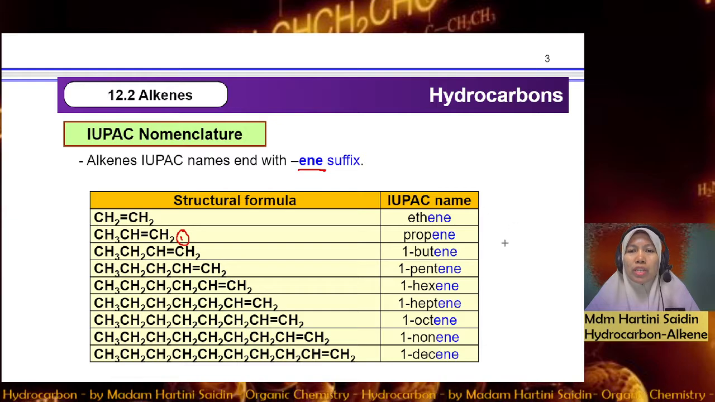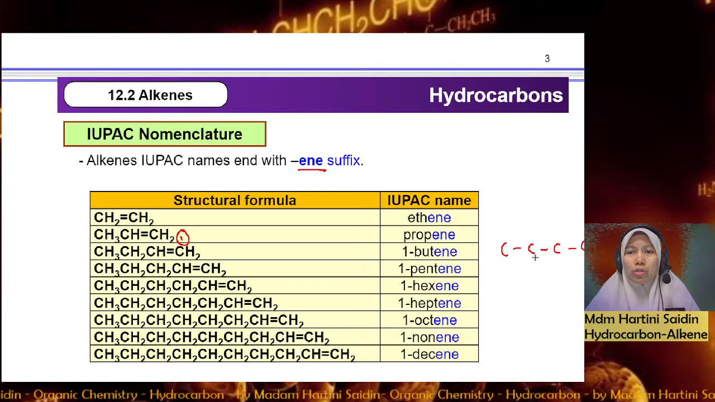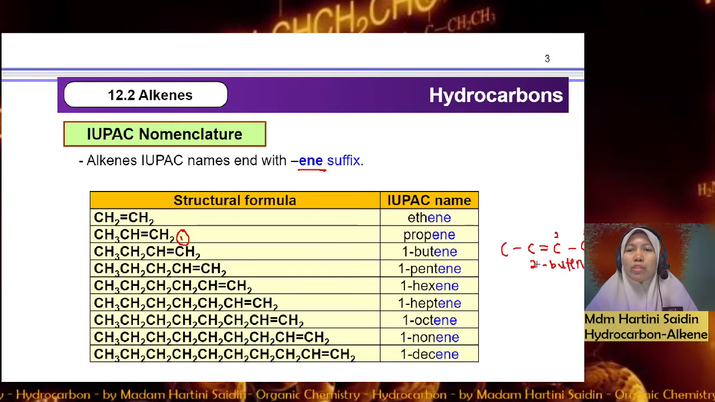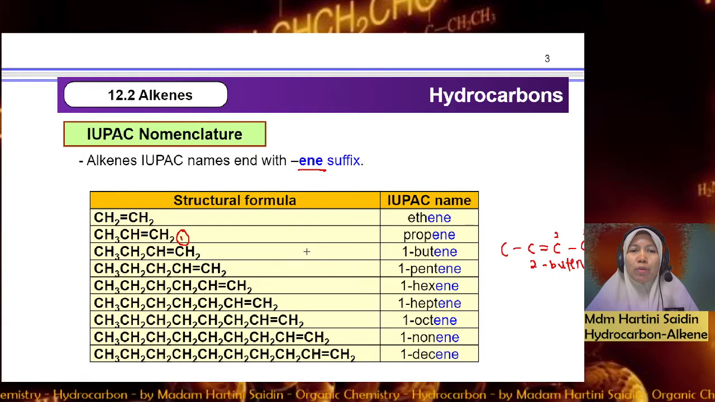So, if you change the position of the carbon-carbon double bond here, the name is 2-butene. Kenapa 2-butene? Because the carbon-carbon double bond is at carbon number 2. Tapi kalau yang ini, carbon-carbon double bond start at carbon number 1, so 1-butene. So, 1-butene and 2-butene are positional isomers. Jadi, start daripada 4 carbon, kita perlu numberkan kedudukan carbon-carbon double bond.